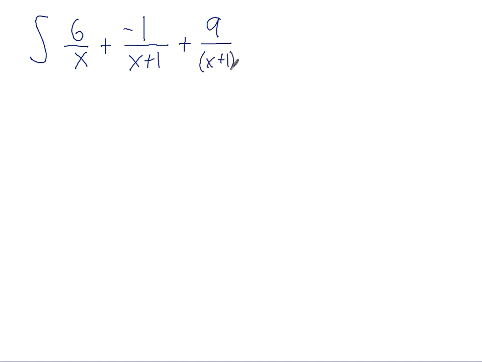So we rewrite the integral as the integral of 6 over x plus negative 1 over x plus 1 plus 9 over the quantity x plus 1 squared. And we can integrate each term individually to get the answer, right? So this becomes a pretty easy integral. We're going to get 6 times the natural log of x minus the natural log of x plus 1.